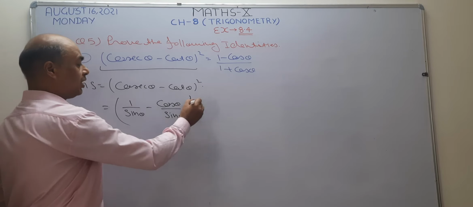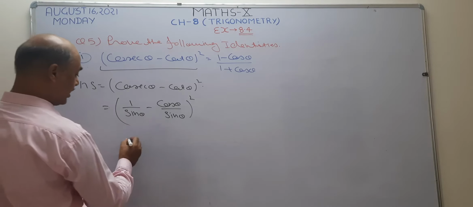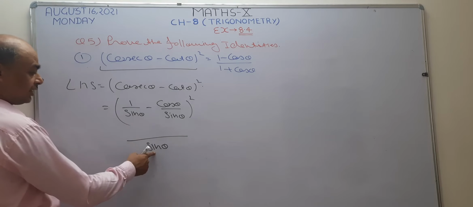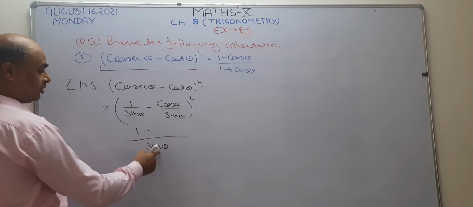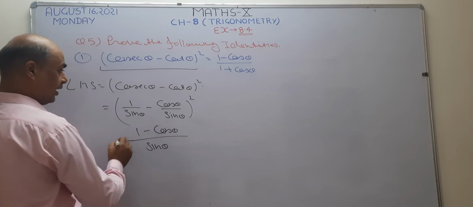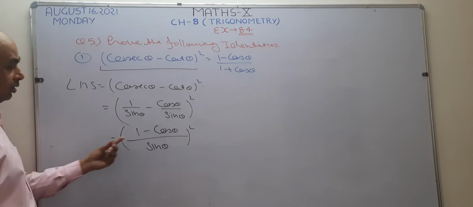Okay, square is there. Now what is the next step? Take LCM. LCM of sine and sine is sine theta. So write here sine theta. Sine theta is cancelled. What is left? 1. Now minus sine is there. Again this one is cancelled. What is left? Cos theta. And whole square is there. Okay.